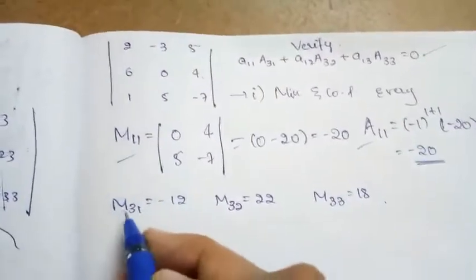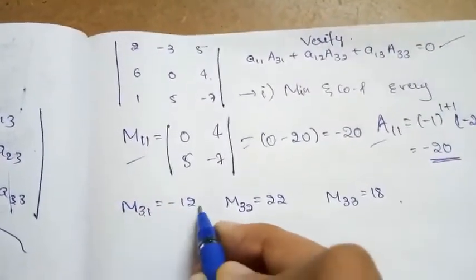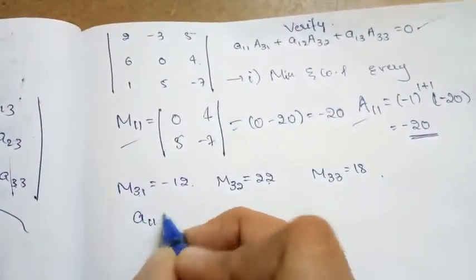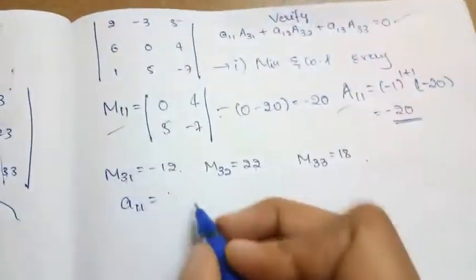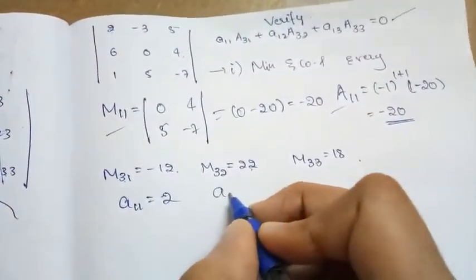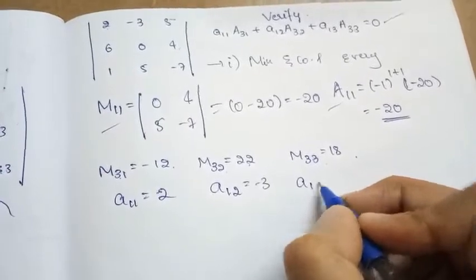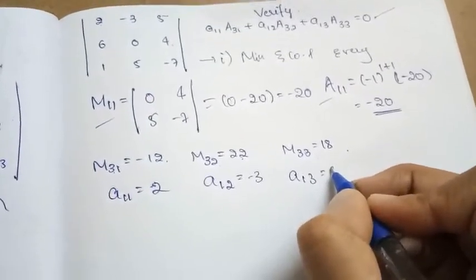So after finding, we will get the value of M31 as minus 12, M32 as 22, M33 as 18. And what is that A11 element? A11 is this one, 2, and A12 is minus 3, and A13 is 5.